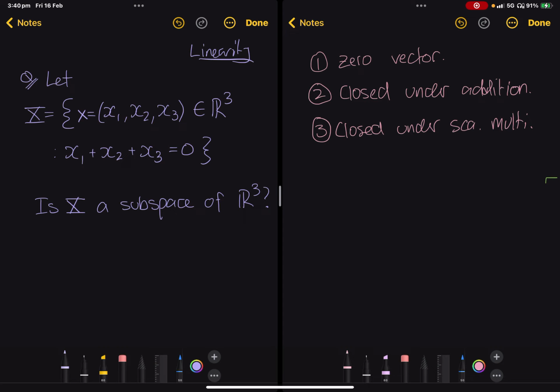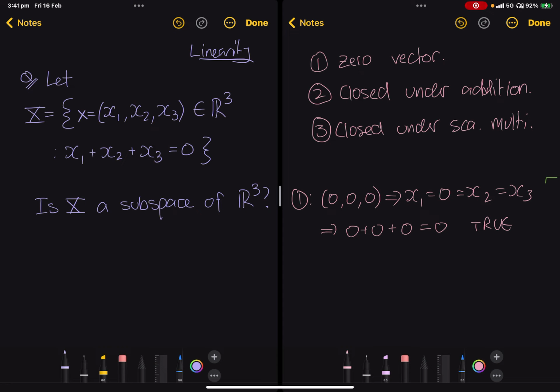So for 1, do we have a 0 vector? Well, this will be 0, 0, 0. So 0, 0, 0 is the 0 vector. This would imply that x1 is 0, and this is also equal to x2, and this is also equal to x3. So 0 plus 0 plus 0 is 0. This is true. And so the 0 vector satisfies the condition on this subset, so therefore we do have a 0 vector.